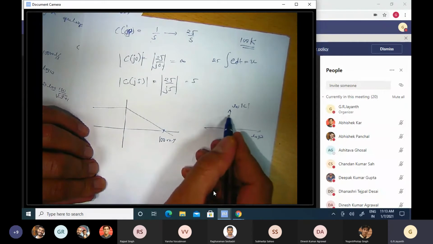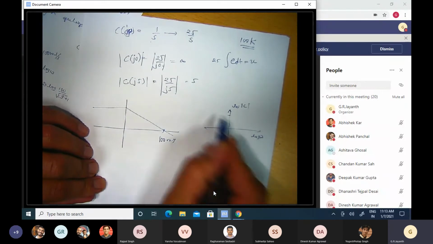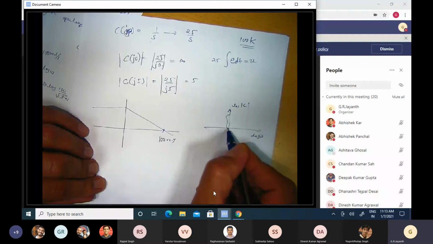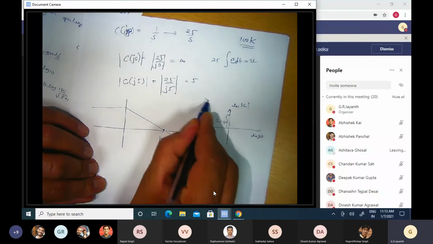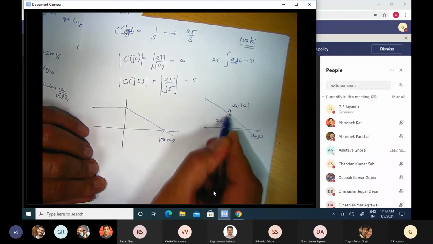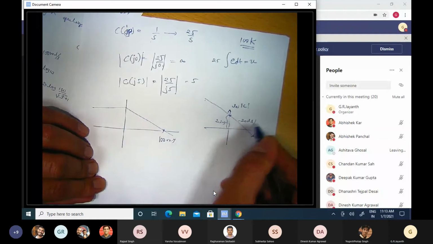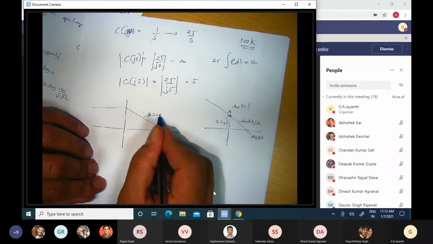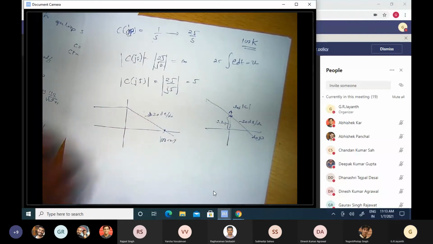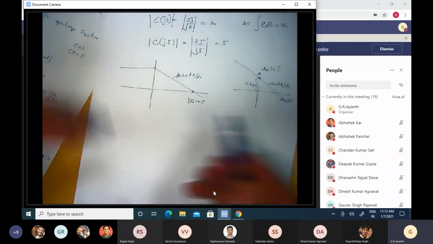So the Bode plot would look something like this. At omega equal to 1, the gain is 25, so this is 20 log 25. And the slope will always be minus 20 decibels per decade. The slope of this also is minus 20 decibels per decade. So what is the overall magnitude plot? It is the addition of these two things.